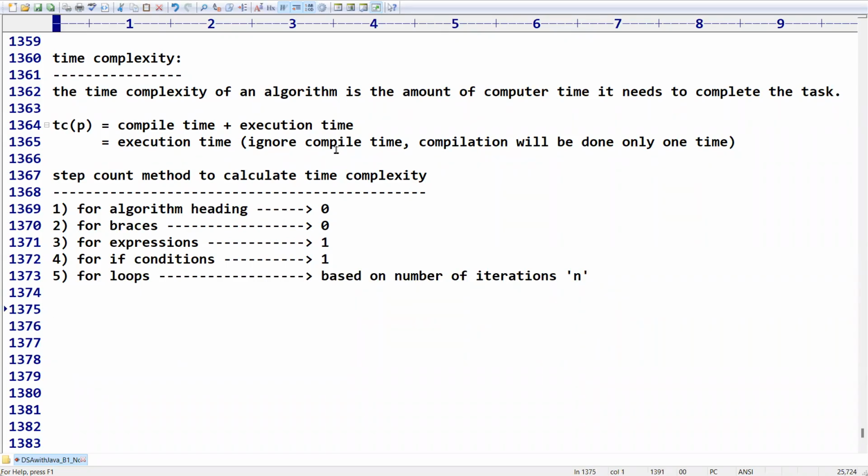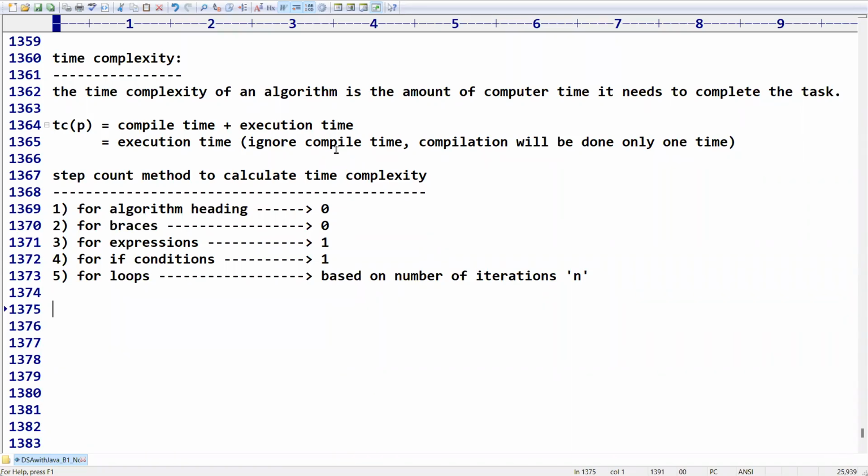During upcoming classes, I may add 2 or 3 extra points also. So for the algorithm heading and for braces, it is negligible. Even the space complexity we ignored. But for expressions and if conditions, it requires 1 unit of time, but for a looping statement, it requires n. But don't worry, I will take 1 or 2 examples so that you can understand well.